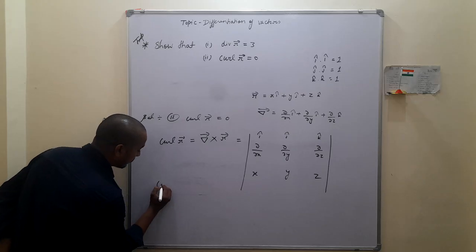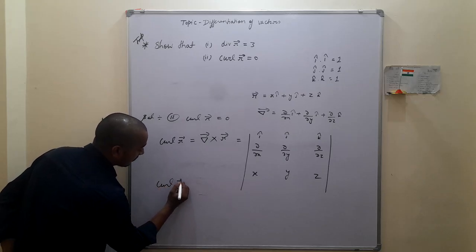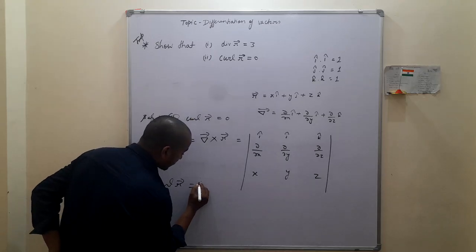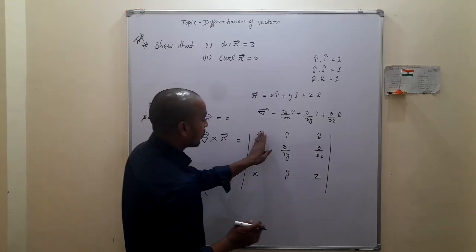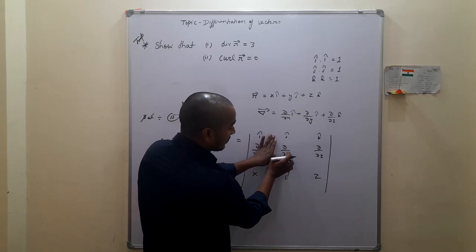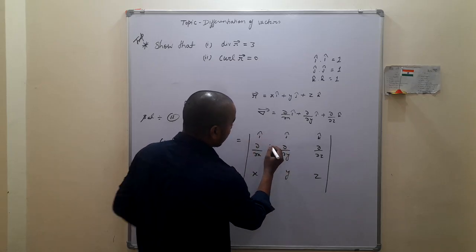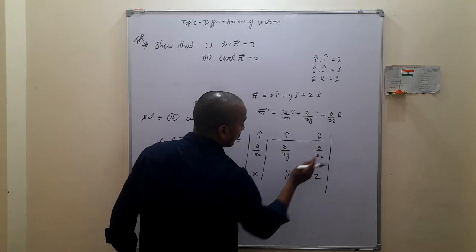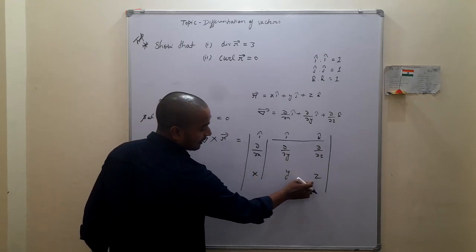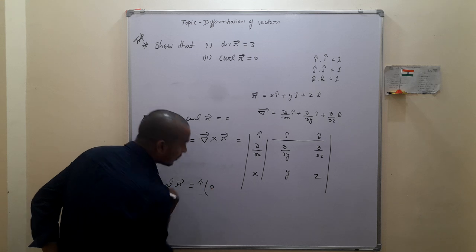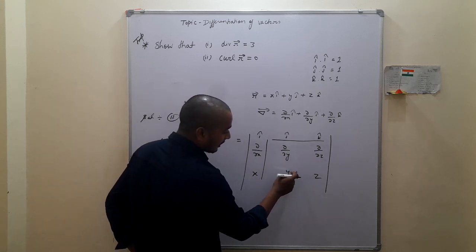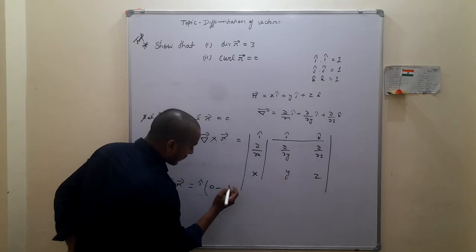Curl of R is given by, first we take i cap. Suppose this row is eliminated, so we operate with the remaining differentiating. Taking del upon del y with respect to z, we get 0. Similarly minus del upon del z differentiating with respect to y, we get also 0.